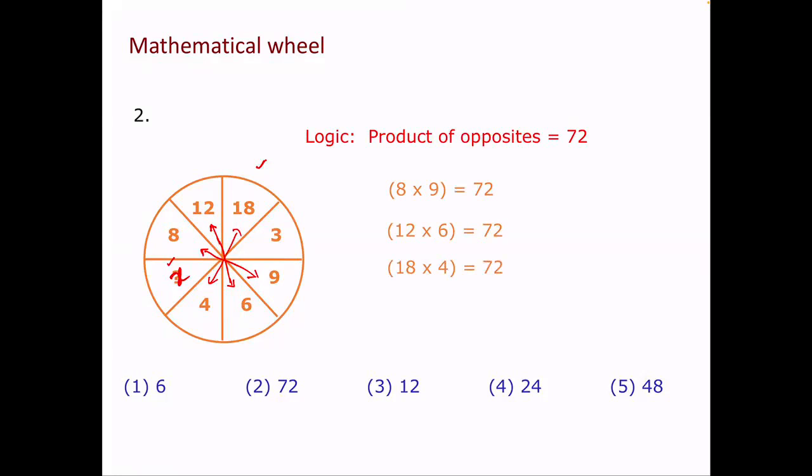Right? Product of diagonally opposite is 72. So what will come at the place of x such that the product is 72? It's only when x is equal to 24, 24 into 3, it will be 72. So our answer is 24, option number 4. Okay, that's how you think.